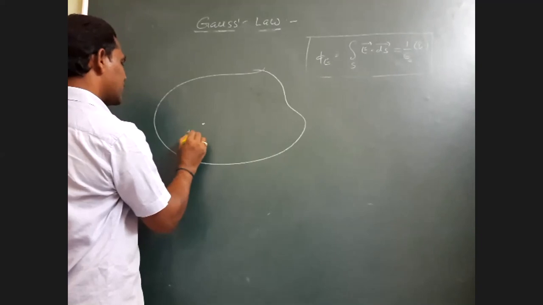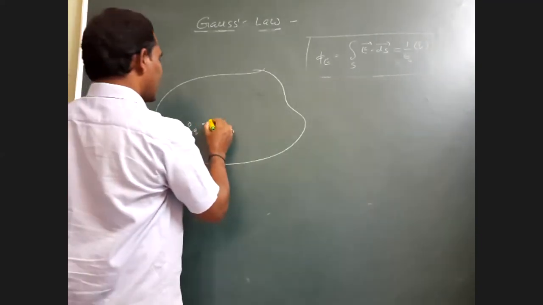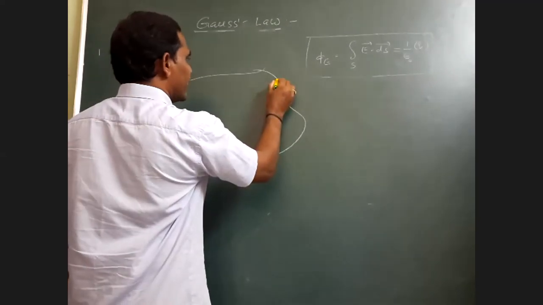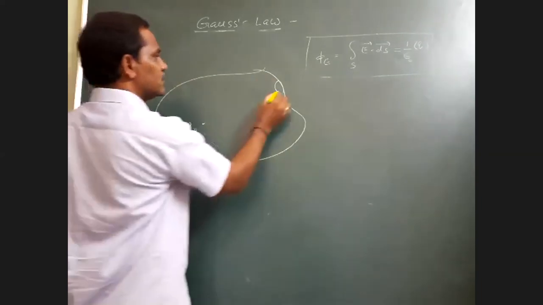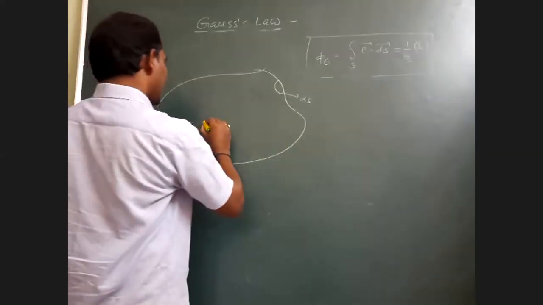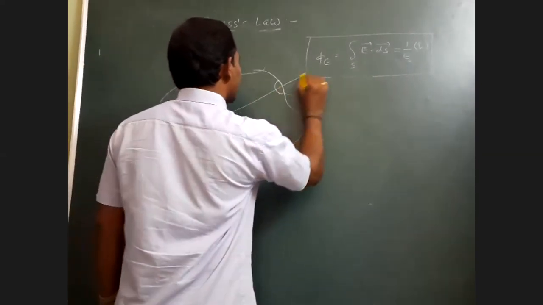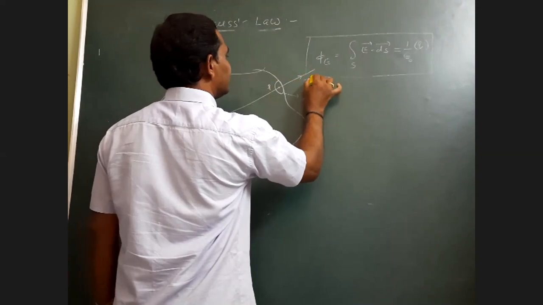A point charge plus Q is placed at point O. Now, on this surface area, I consider a small area element. This area element is the ds. Due to this point charge, the field strength at this point, this is the point P, in this direction, E bar.